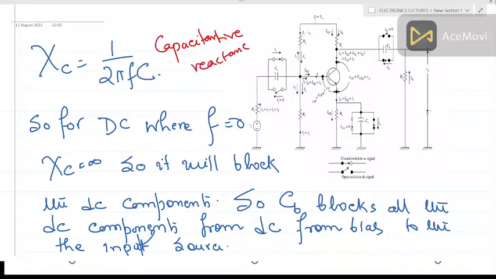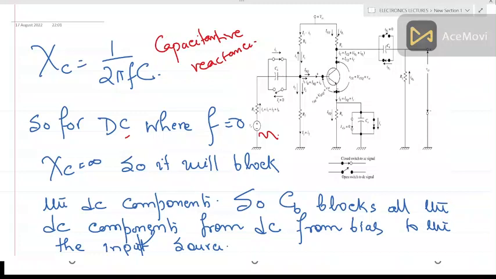So when frequency is 0, in case of DC, Xc is infinite, and the capacitor behaves as an open switch. It does not allow any DC to flow through. So a capacitor is a device that basically blocks the DC components and allows the AC component. And your source here is necessarily an AC signal. So for DC, Xc, capacitive reactance, is infinite, and it will block all the DC components.